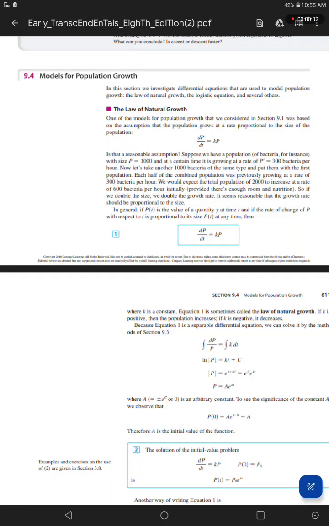9.4 Models for Population Growth. In this section, we investigate different differential equations that are used to model population growth, the law of natural growth, the logistic equation, and several others.